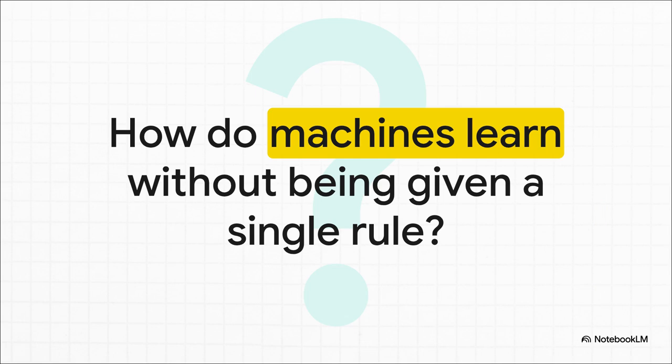So just think about this for a second. A normal computer program is pretty dumb, right? It just follows a strict set of rules that a human wrote. But machine learning, that's a whole different ballgame. It's about getting computers to figure things out on their own. So what's the secret sauce? How do they actually learn to spot a cat in a picture or detect credit card fraud without a human programming every single possibility? That's the big question we're going to tackle.